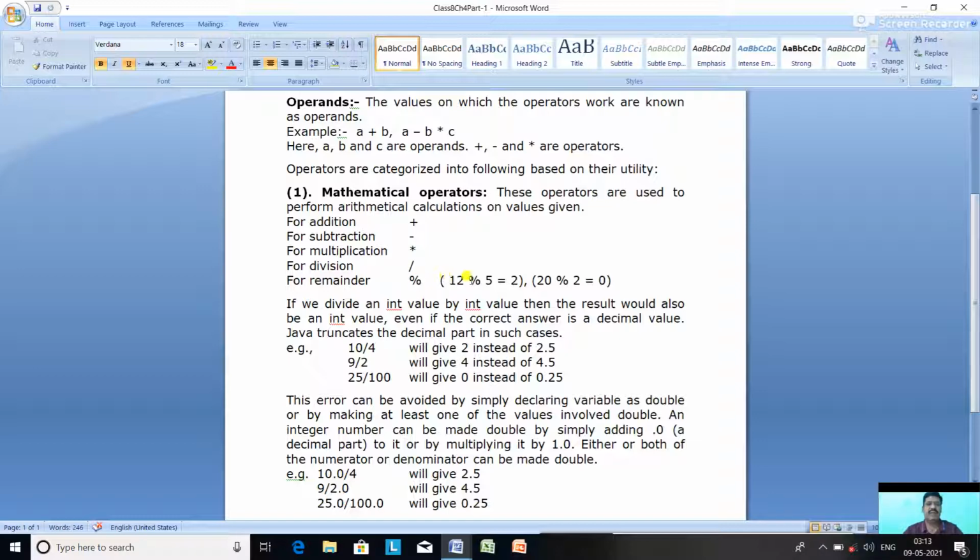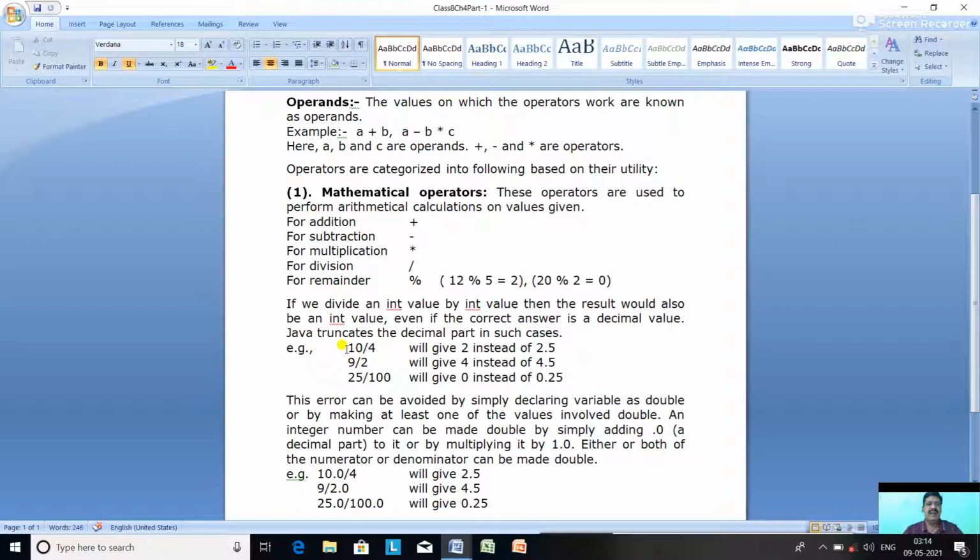Like if you divide 12 by 5, 5 into 2 is 10, so 12 minus 10 is 2. Remainder is 2. The same way, if you divide 20 by 2, what will be the remainder? Remainder will be 0. If you divide an integer value by an integer value, then the result would also be an integer only, even if the correct answer is a decimal value. Why? Because the data type is int, integer type. So Java truncates the decimal part in such cases.